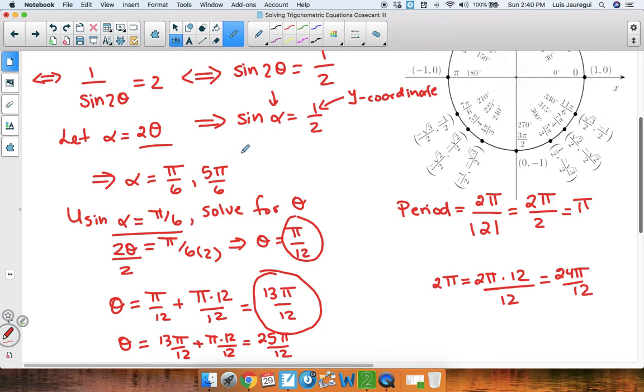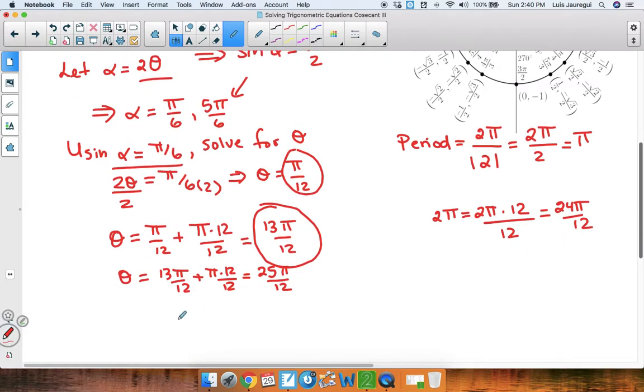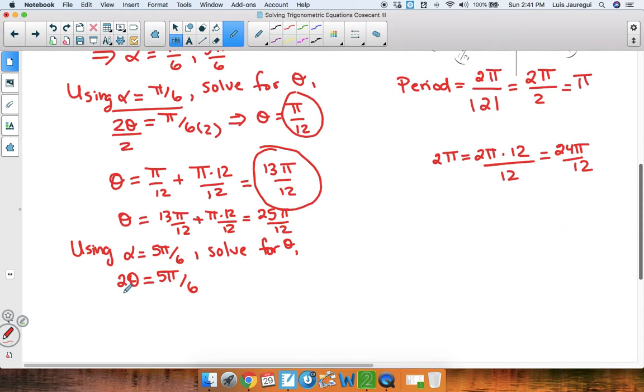But let's recall that we had another value for alpha. The other value for alpha is 5 pi over 6. So using alpha to be 5 pi over 6, solve for theta. We know that alpha was defined to be 2 theta, so let's replace that with 2 theta, and that is equal to 5 pi over 6. Now, dividing by 2 on both sides to get theta by itself, we get that theta happens to be 5 pi over 12.